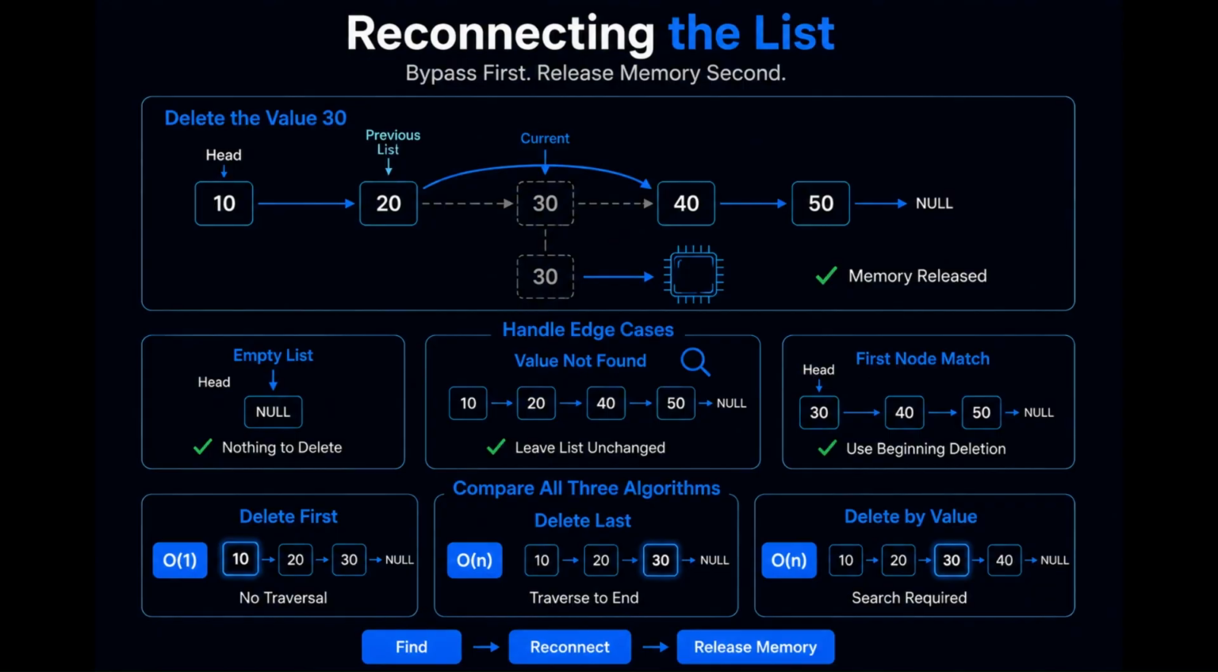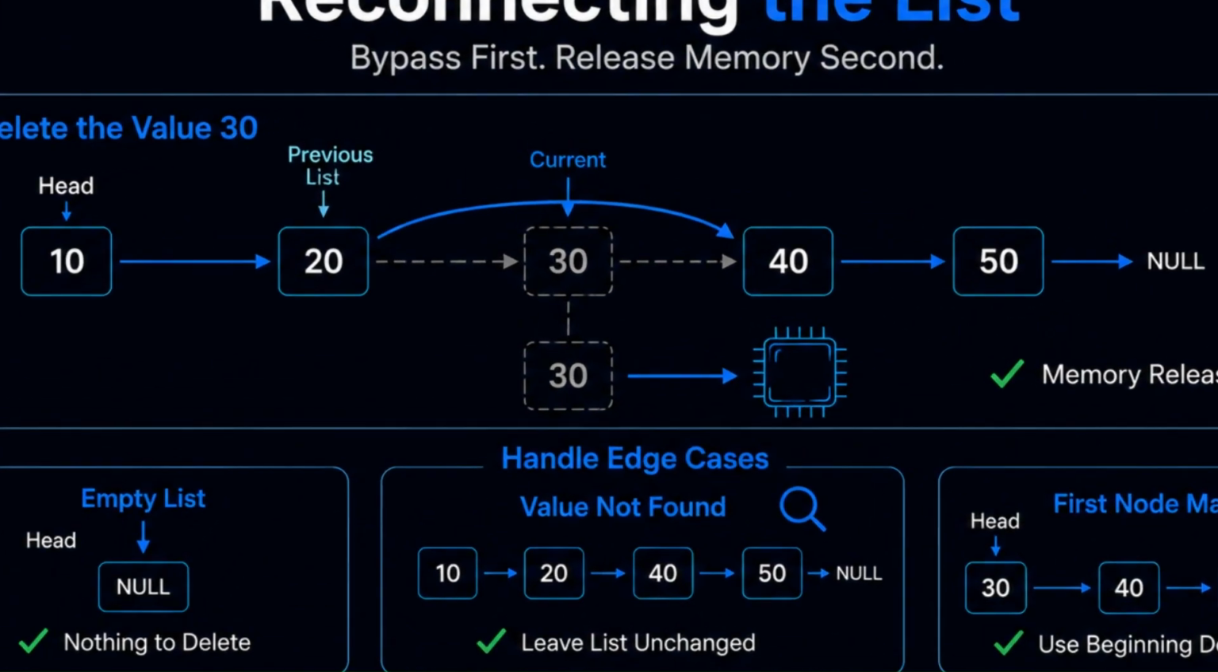Let's see what happens when we finally find the value we're searching for. Suppose our previous pointer is pointing to the node containing 20. Our current pointer is pointing to the node containing 30. And 30 points to 40. To remove 30, we simply reconnect 20 directly to 40. The node containing 30 is now completely bypassed. The linked list flows smoothly from 20 to 40, as though 30 was never there. Only after we've safely reconnected the list do we release the memory occupied by the removed node.